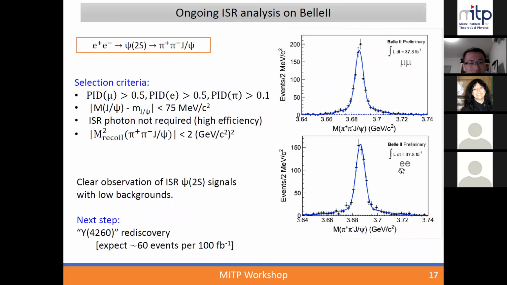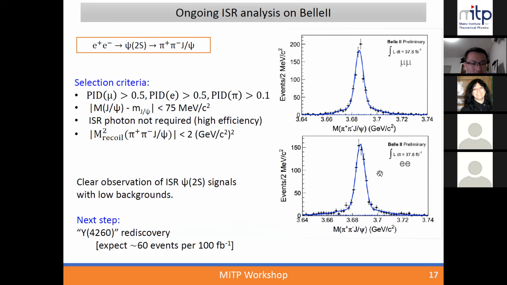And slide number 17, another simple analysis. Here we search for the psi(2S) signal via the ISR process. We apply some simple selection criteria, and finally we see clear ISR psi(2S) signals with low background, which are shown in the red plots. The upper one is for the mu channel, and the other is for the ee channel.